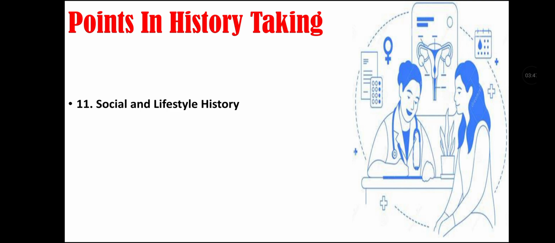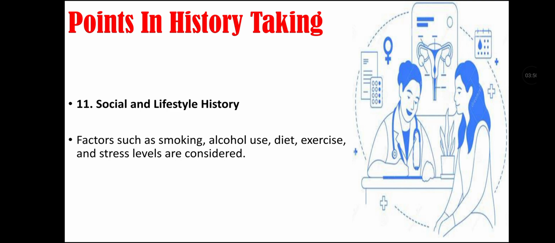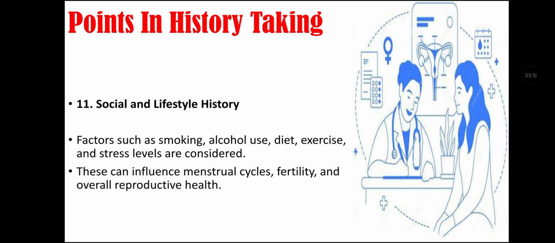And next step we do is social and lifestyle history. In this we include factors such as smoking, alcohol use, diet, exercise and stress level, and all these things are considered as they can influence menstrual cycles, fertility and overall reproductive health.